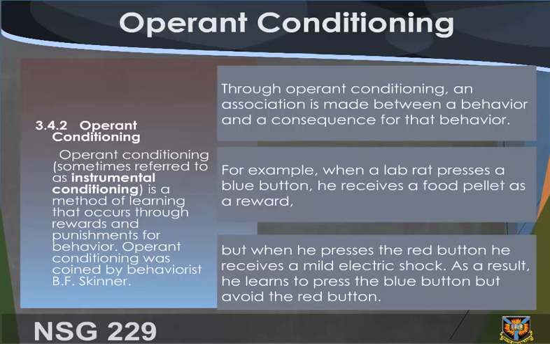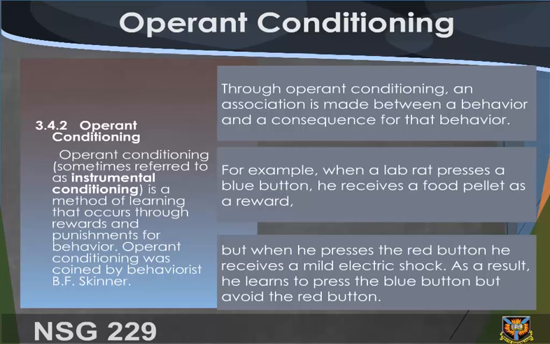Operant conditioning. 3.4.2. Operant conditioning, sometimes referred to as instrumental conditioning, is a method of learning that occurs through rewards and punishment for behavior. Operant conditioning was coined by behaviorist B.F. Skinner. Through operant conditioning, an association is made between a behavior and a consequence for that behavior.